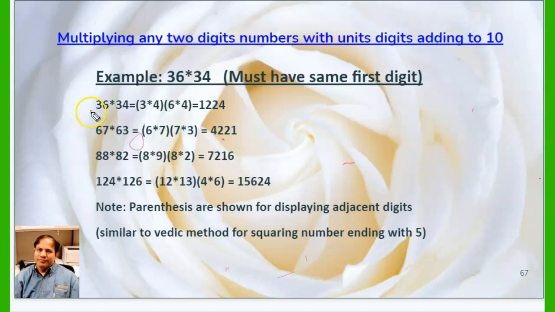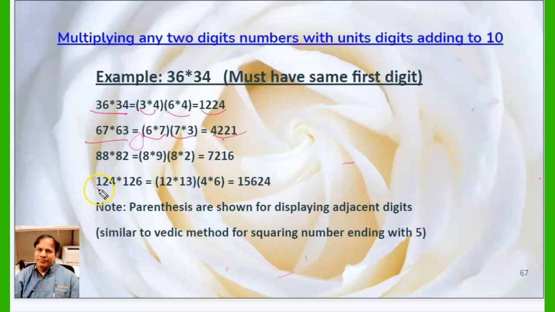Now we can have more examples. If I have 36 times 34, then we increment 3 by 1, and so we get 3 times 4, and then the last units digit is 6 times 4, so you can write 1224 as the answer. If I have 67 times 63, the first digit is the same, 6, so we increment the 6 by 1, which is 7, so we multiply 6 times 7, that's the left digits, and then the right digits are 7 times 3, which is 21, so we get 4221.